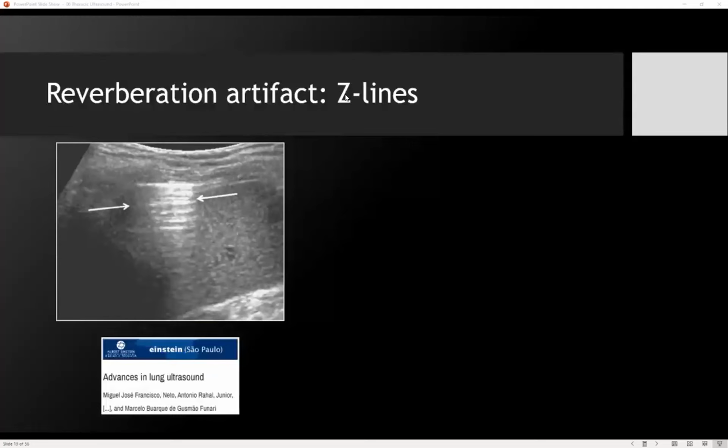And then finally, you have Z lines, which are also reverberation artifacts that look similar to A lines, right? These are generally thought to be reverberation artifacts from some highly reflective tissue within the subcutaneous tissue. And so one feature of this is that because the subcutaneous tissue does not move, Z lines will not slide, unlike B lines. Z lines will sort of stay here. And the Z lines generally don't reach all the way to the bottom of the field.